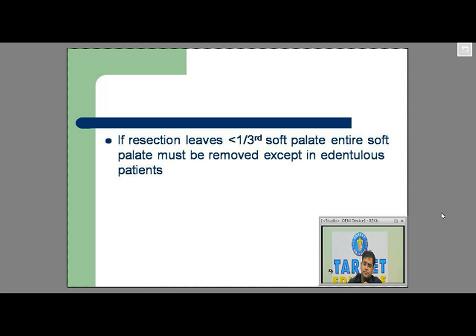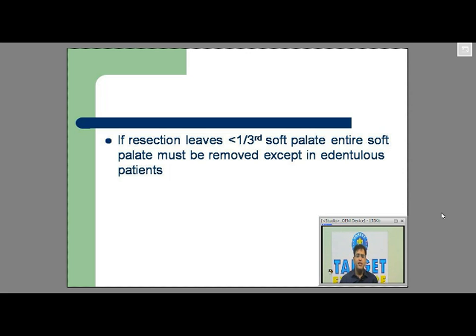Another question about soft palate resection. So if the patient has a tumor in the hard palate and some part of soft palate is also removed, if 1/3 of soft palate is remaining, you should always advise the surgeon to remove the complete soft palate, because it creates difficulty in fabrication of speech prosthesis or a soft palate obturator.